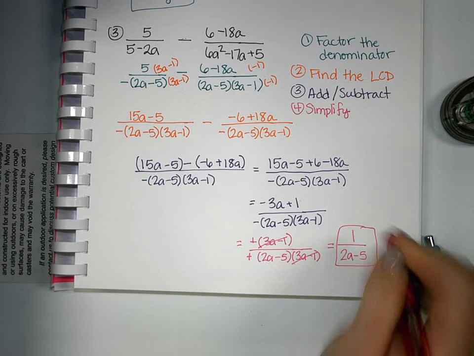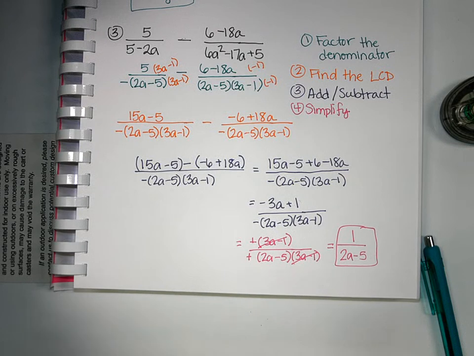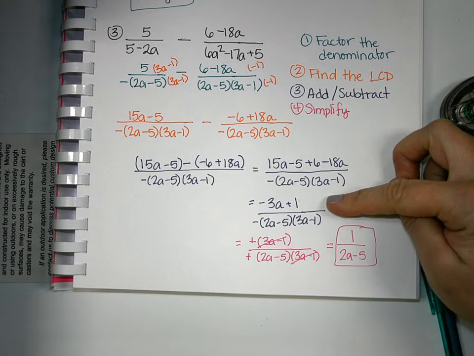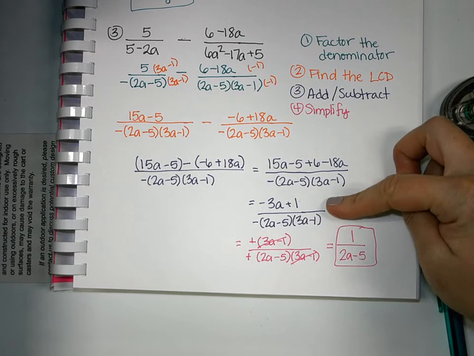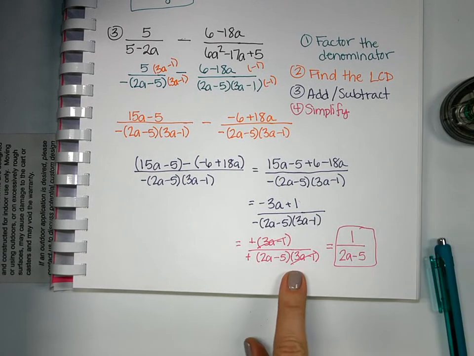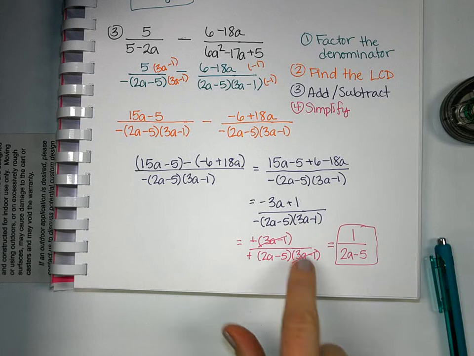So you might be wondering, how do you know when you're done? You know you're done when you have one fraction, and when that fraction has nothing in common, the numerator and denominator have nothing in common, so you can't factor and reduce. If you can't do that, you know you're done. So if we couldn't reduce this here, we would have stopped there. The only reason we had to go further is because we did have something that could reduce on top and bottom.